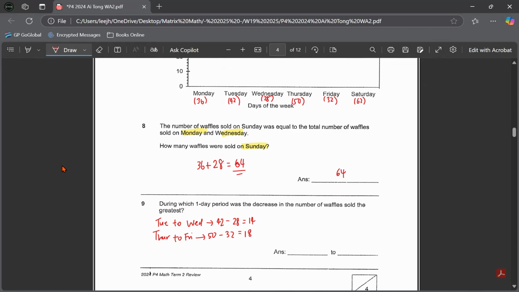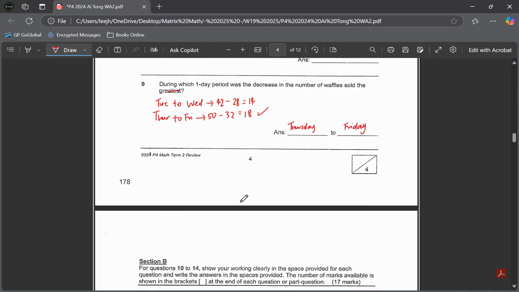Okay, so if you look at these two groups, the greater decrease is actually from Thursday to Friday. So your answer, Thursday to Friday. I just want the decrease in the number of waffles sold the greatest. So it is Thursday to Friday, right?